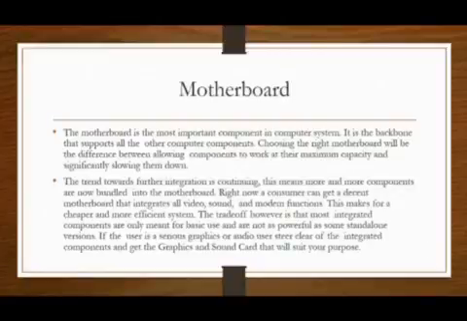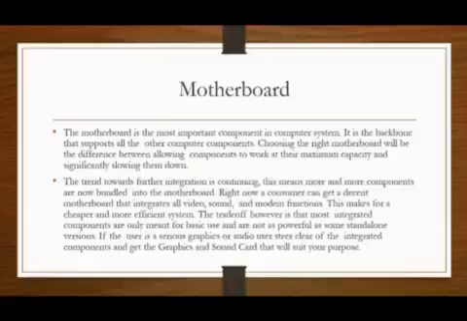Choosing the right motherboard will be the difference between allowing components to work at their maximum capacity and significantly slowing them down. The trend towards further integration is continuing. This means more and more components are now bundled into the motherboard. Right now, a consumer can get a decent motherboard that integrates all video, sound, and modem functions. This makes for a cheaper and more efficient system.